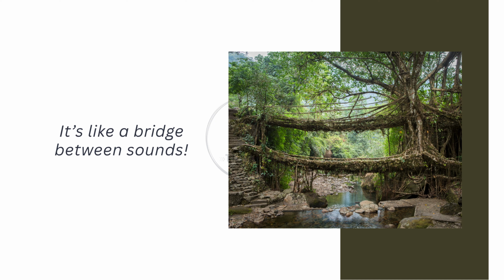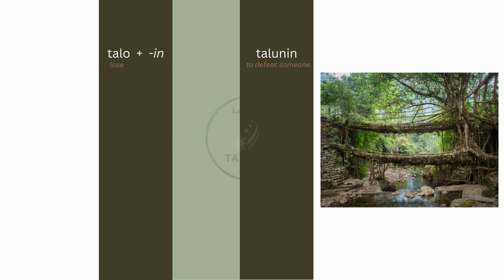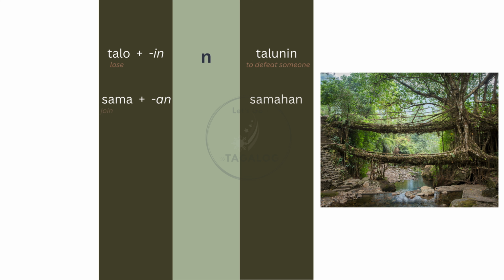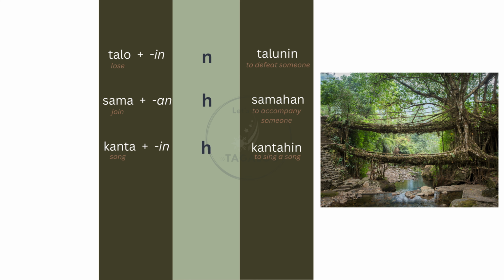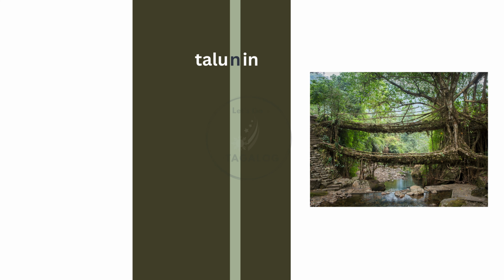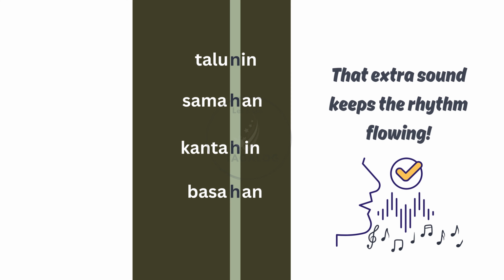Look at these. Talo plus in, talunin. An N bridges it. Sama plus an, samahan. Here's an H. Kanta plus in, kantahin. An H steps in. Basa plus an, basahan. Another H. Try them. Talunin, samahan, kantahin, basahan. That extra sound keeps the rhythm flowing.